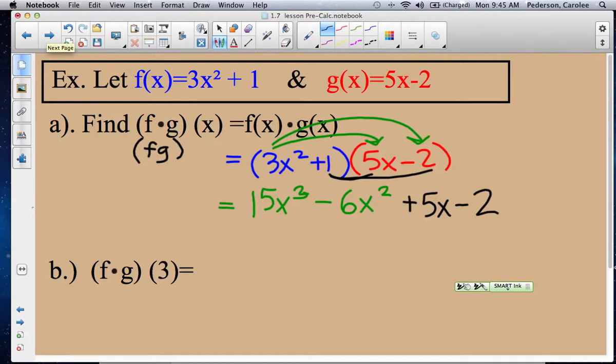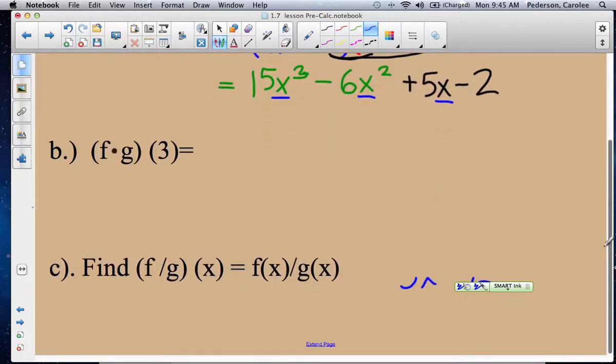Part B, what's part B telling us to do of this question? What's f, g of 3? Plug in 3 for x. We've already done the multiplying, now just substitute 3 in wherever there's an x. So we're going to substitute 3 here, 3 there, and 3 there. Be very careful when you do your simplifying, your order of operations. So we're substituting 3 in wherever there's an x.